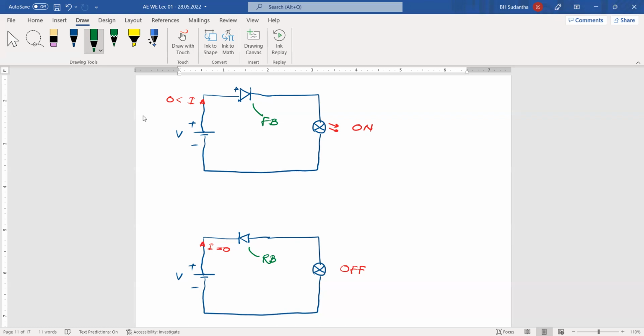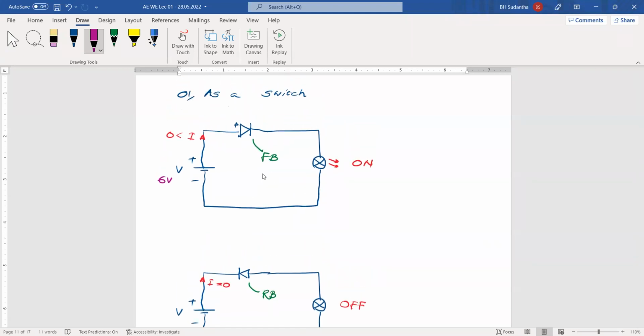One other thing we can find out here. Assume that this battery voltage is 6 volts. Then across this diode, to break that potential barrier, to remove that depletion layer, how much voltage do we need? If it is a silicon diode, we have to apply 0.7 volts to break that potential barrier. Then after that, across the diode, we have a drop of 0.7 volts.